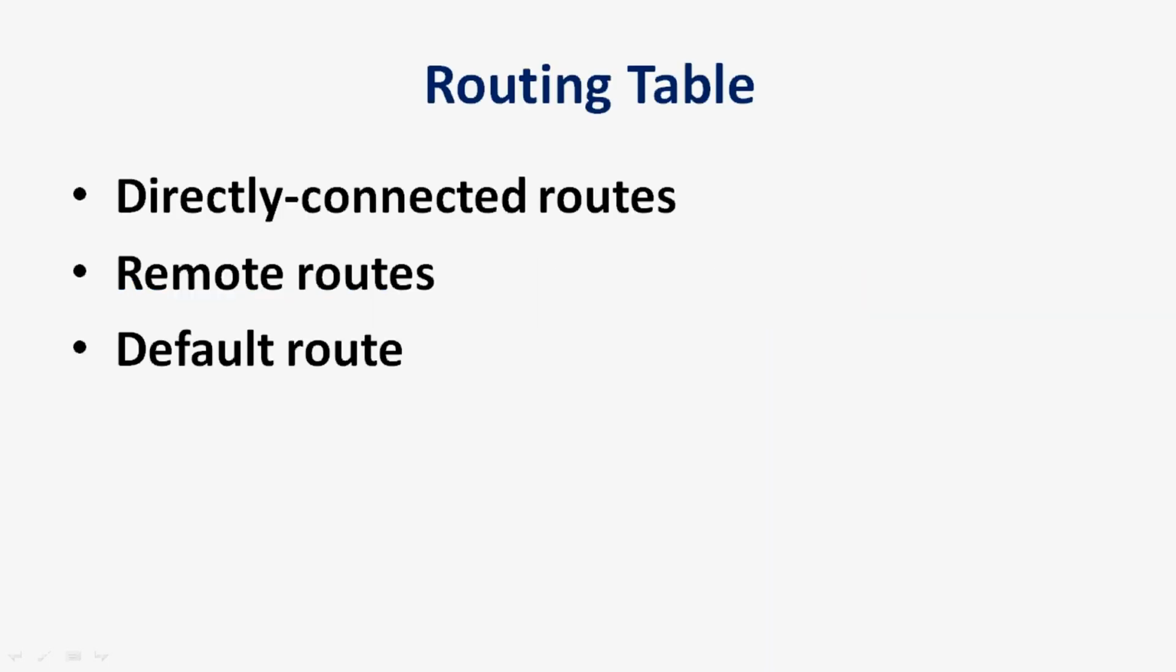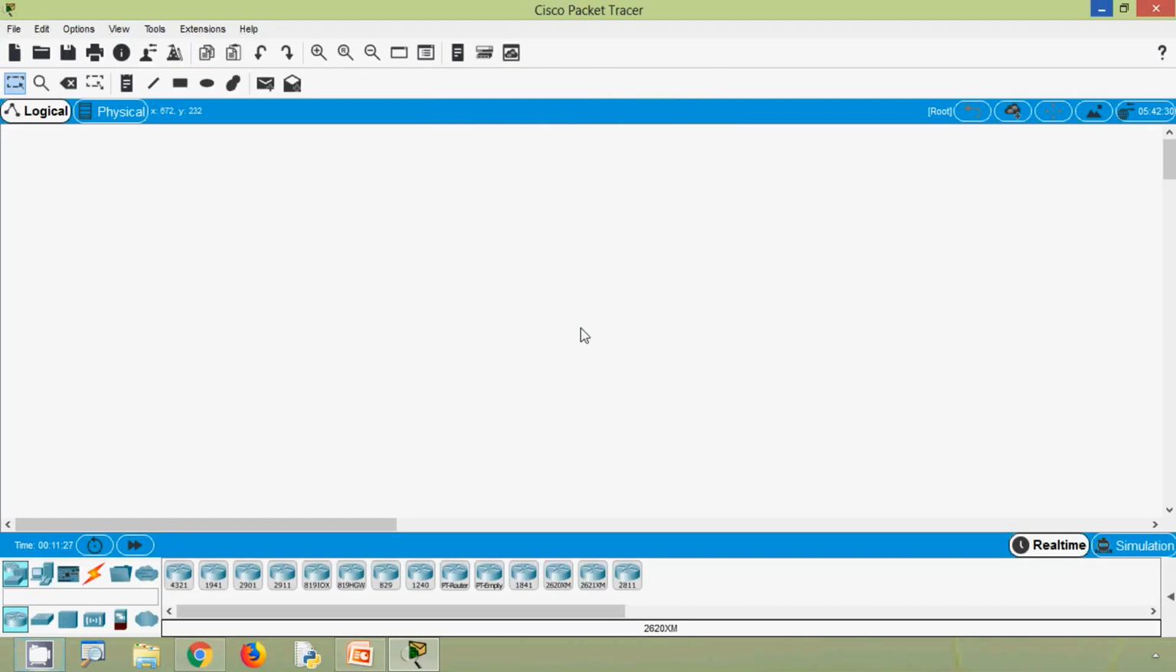Now this routing table may have the following information: directly connected routes, remote routes, or a default route. All these depend on the configuration done by the network engineer. First of all, we will discuss directly connected routes. Here we are going to use a Cisco 2911 series router.